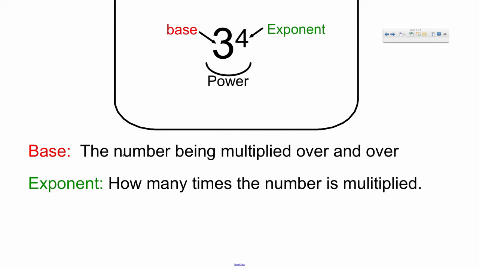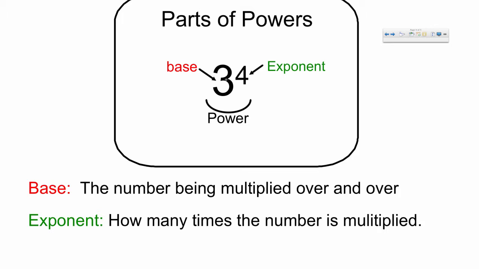Now, the base is the number being multiplied over and over again. If we remember back to the previous slide, we had 3 times 3 times 3 times 3, and that number, 3, kept getting multiplied. So that is what we call the base. The exponent tells us how many times the number is multiplied. So in this case, I have a 3 being multiplied 4 times. There are 4 3's getting multiplied.